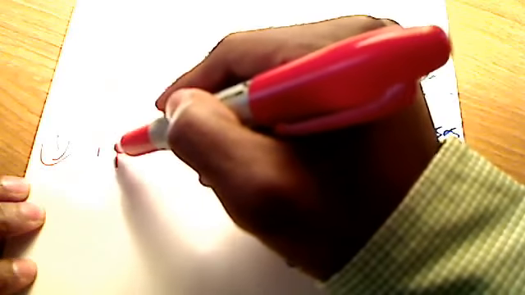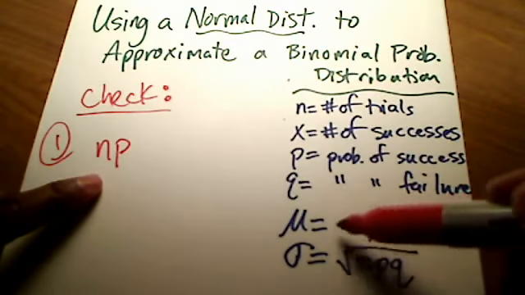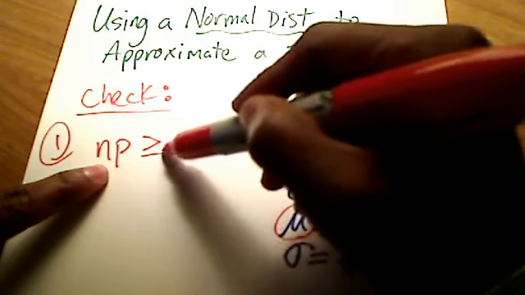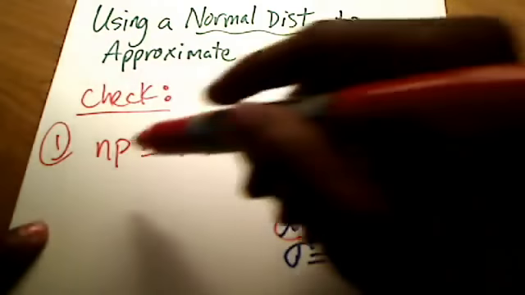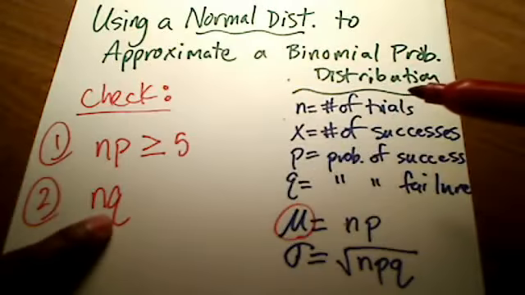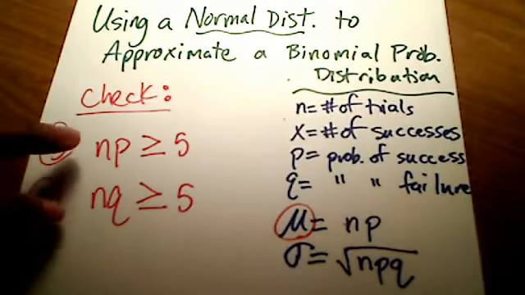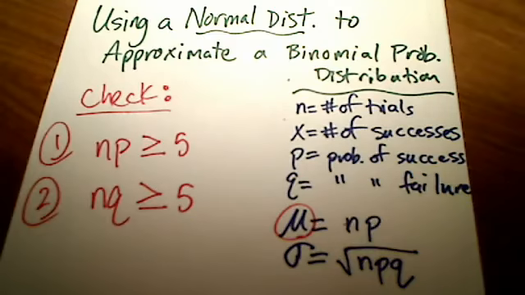We're going to check two things here. We're going to check and make sure that n times p, really that the mean, right? N times p is also known as the mean. We're going to make sure that n times p is greater than or equal to 5. Okay, that's one of the checks that we're going to do. We're also going to check that n times q, the probability of failure, is also greater than or equal to 5.